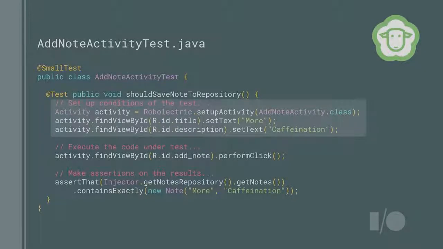So we add some text to some fields, click on it, and assert that it adds the note to the repository. Now, notice that we're not actually going as far as the UI test that we wrote at the very beginning. We're not asserting that the new note appears on a view screen. That would be the job of another unit test.